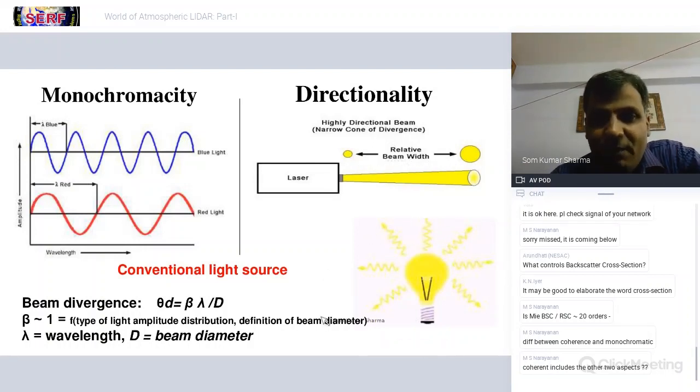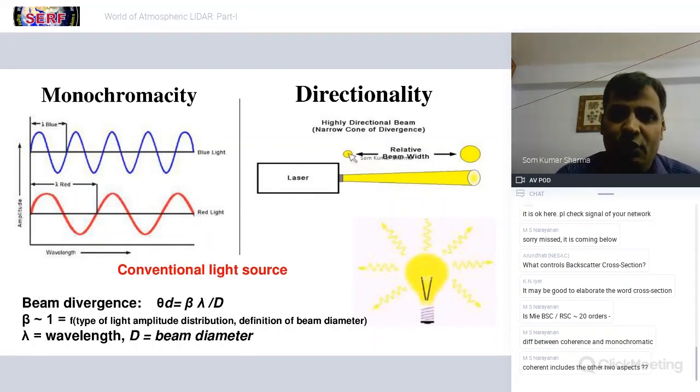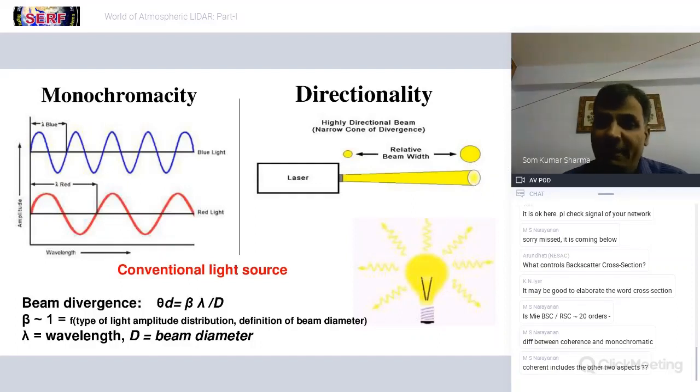In contrast, this is the laser light going in this direction, while in the bulb the light is going in all directions. So ordinary light is highly non-directional, and laser light is highly directional. Monochromaticity means single color. This is a conventional light source. And about beam divergence, as I told you, see this yellow dot is small and this is big, meaning the beam diameter here is this much and here is this much, so there is a little divergence in the laser beam when it propagates to longer distances.